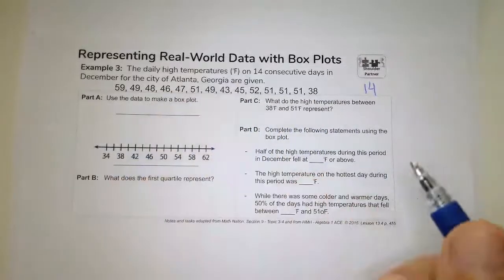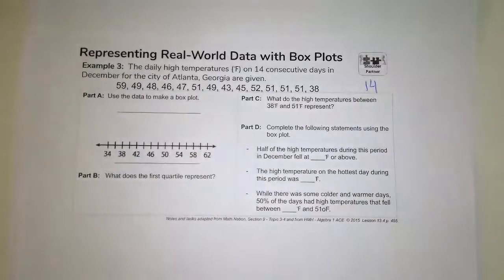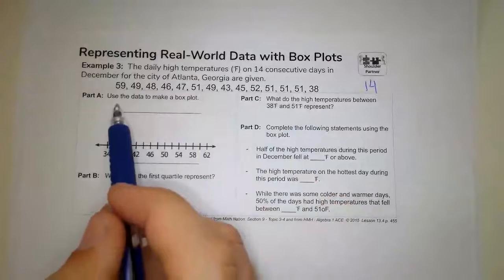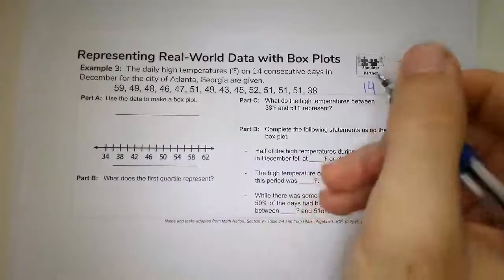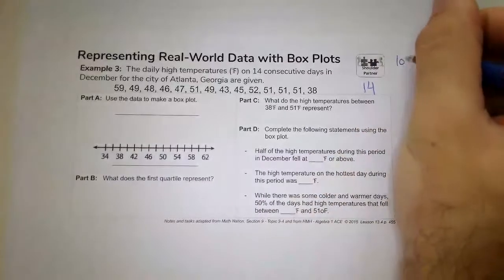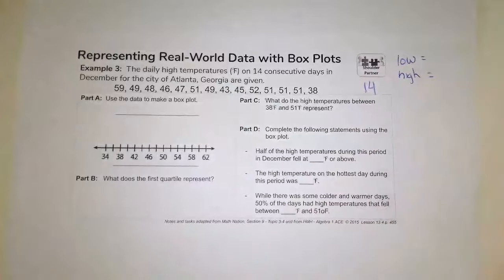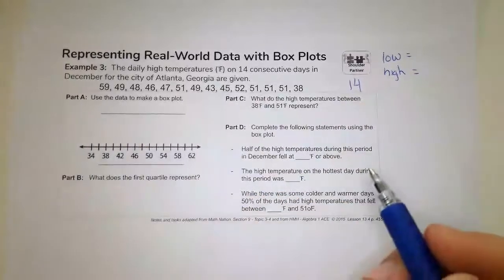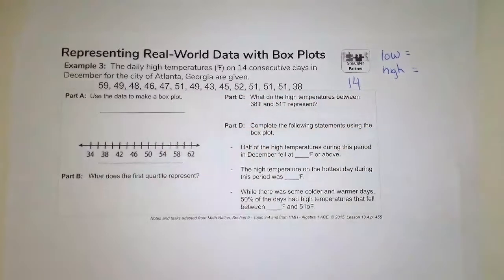So let's go ahead and put this in order. So we have our data. Use the data to make a box plot. So we're going to look at this and say, what is our low and what is our high, or our min and our max? This will help us with our starting points here.